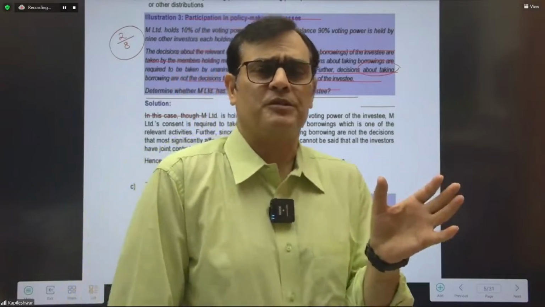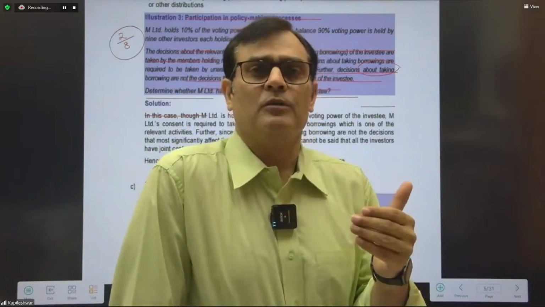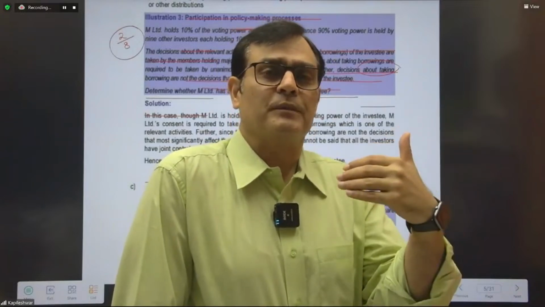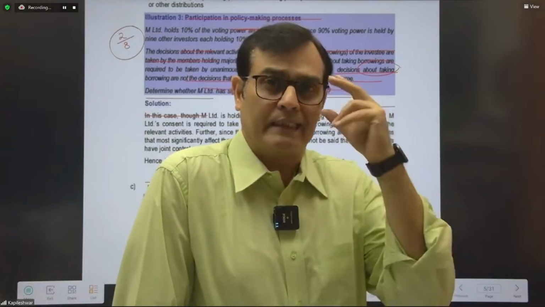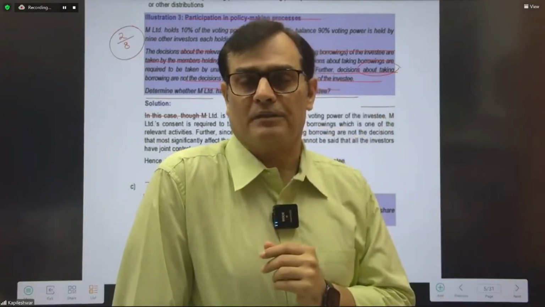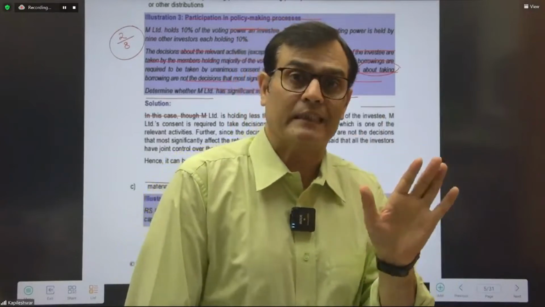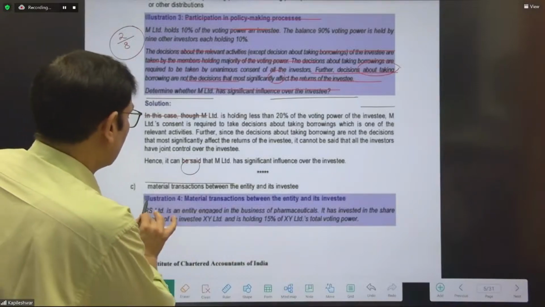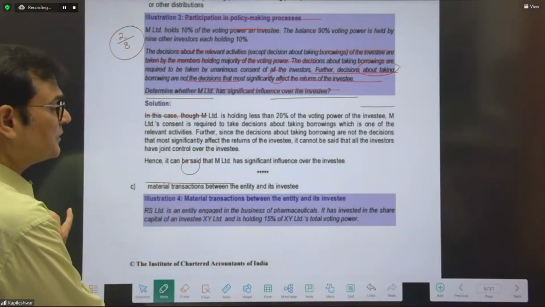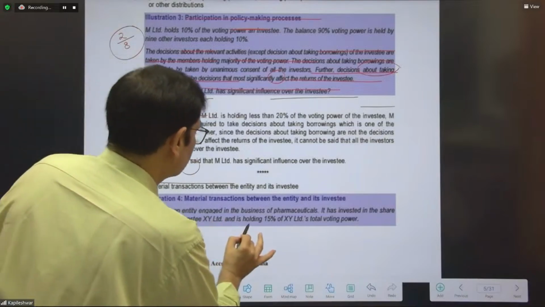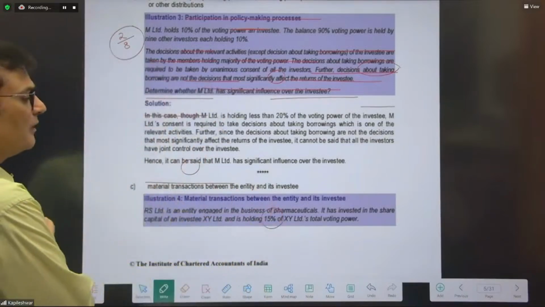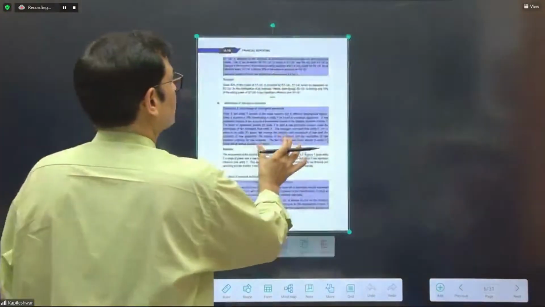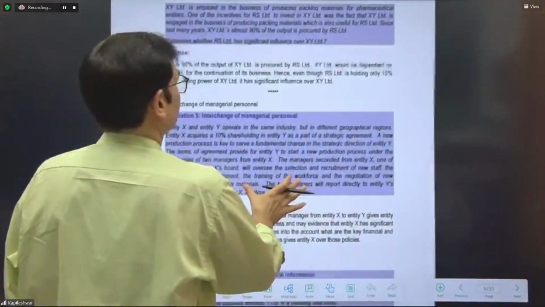But illustration number 1, which we saw, is something which can definitely be seen in the exam because the level of subjectivity is not very high. These illustrations have been given purely with the objective of understanding and appreciating the essence of para number 6. Though they are subjective, they involve judgment. Okay, so illustration 4, it says RS is an entity engaged in the business of pharmaceuticals. It has invested and has got 15% voting power in the company, which means less than 20%. So he's got less than 20% stake in the company. Let's see the other facts.